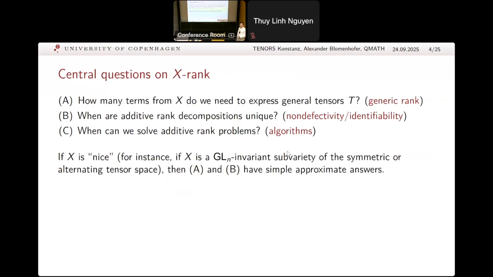I had non-defectivity inside of the application. You say this is somehow... Yeah.